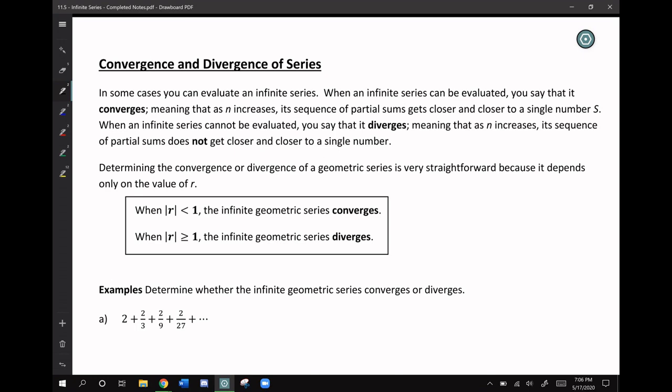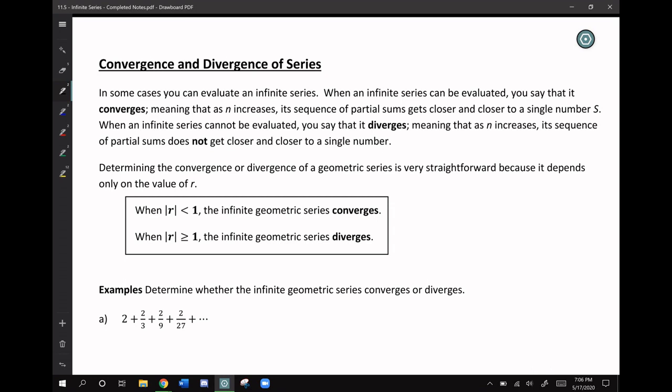So in some cases, you can evaluate an infinite series. As n increases, its partial sum gets closer and closer to a single number s. When an infinite series cannot be evaluated, you say it diverges, meaning that as n increases, its sequence of partial sums does not get closer and closer to a single number.